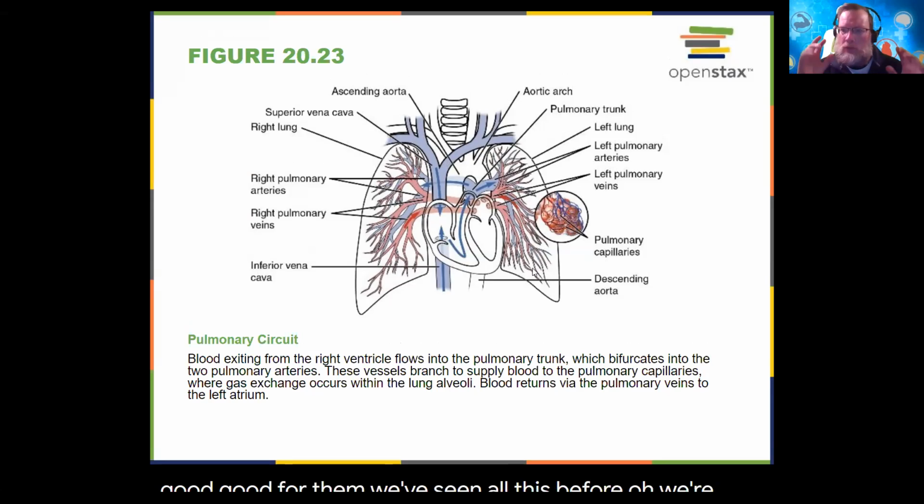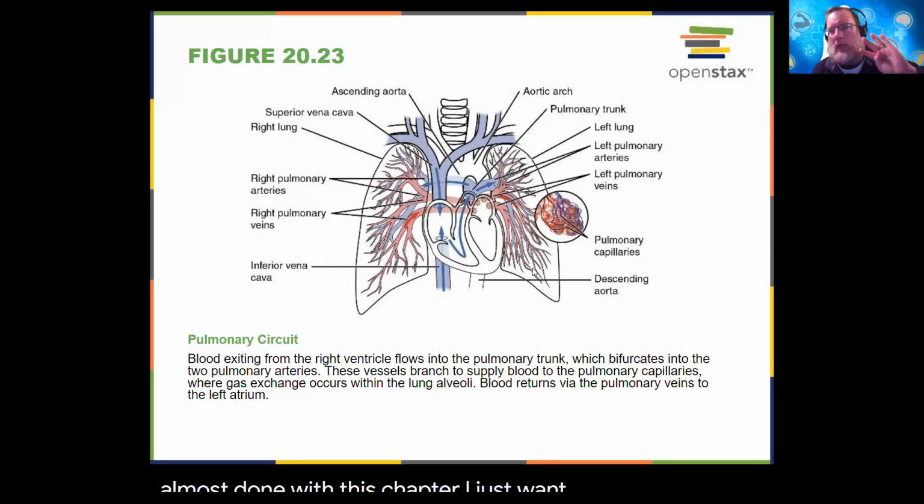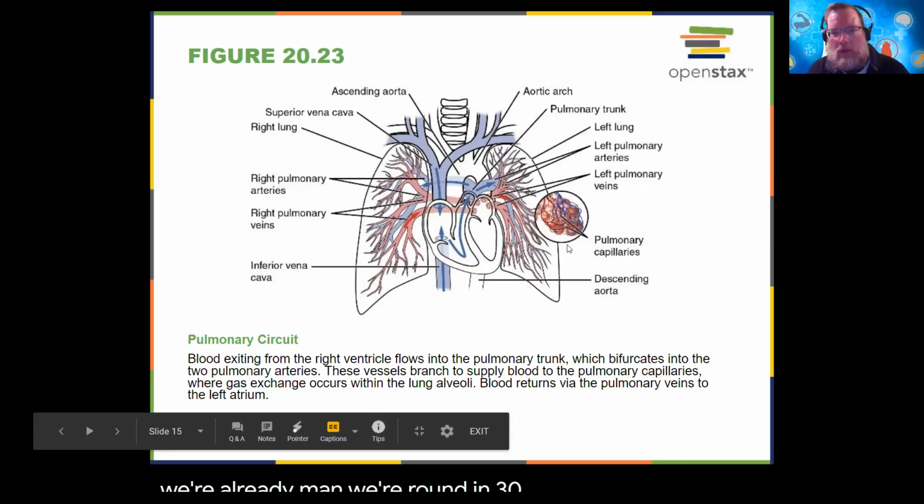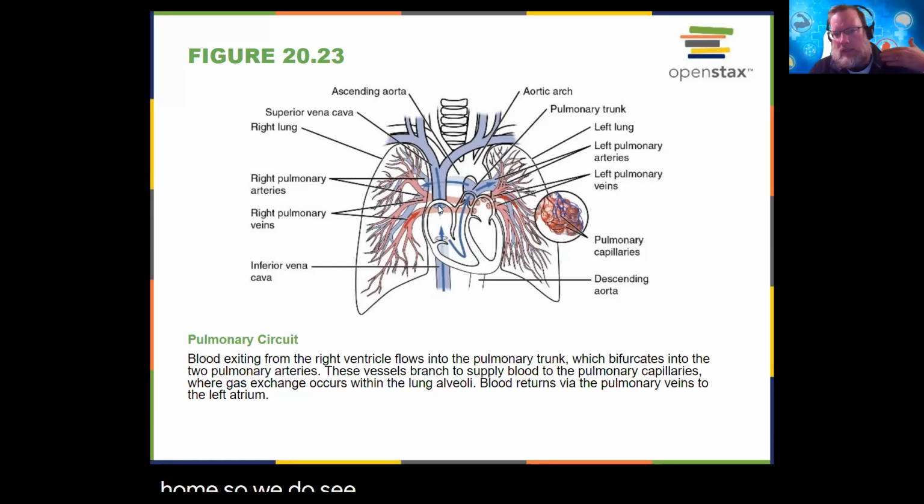We're almost done with this chapter. I just want to discuss a couple of specific arteries and veins, and then I want to talk just a few minutes about the lymphatic system, and then we're rounding third, heading for home. So we do see something we've seen before. We'll start with naming our vessels, right, in familiar territory.